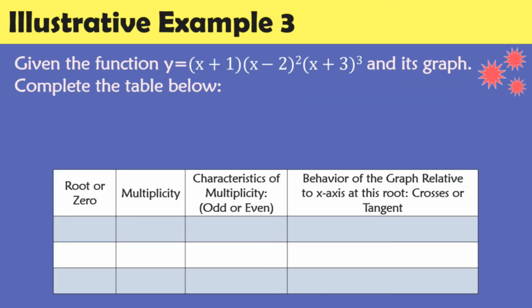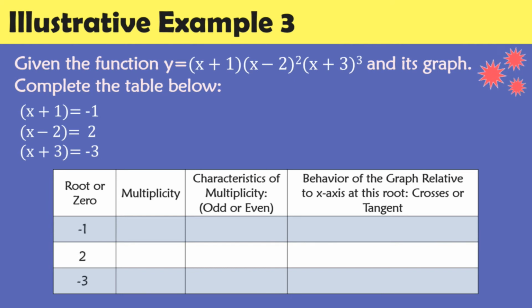Let's have an example. Given the function y is equal to the quantity of x plus 1 times the quantity of x minus 2 raised to 2 times the quantity of x plus 3 raised to 3, and its graph. Complete the table below. For our roots or zeros, we have negative 1, 2, and negative 3. And for our multiplicity, we have 1, 2, and 3.